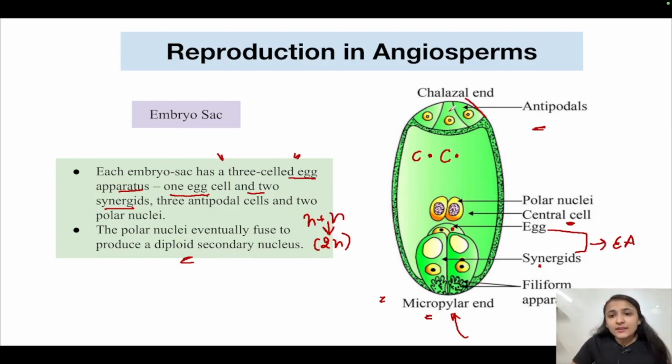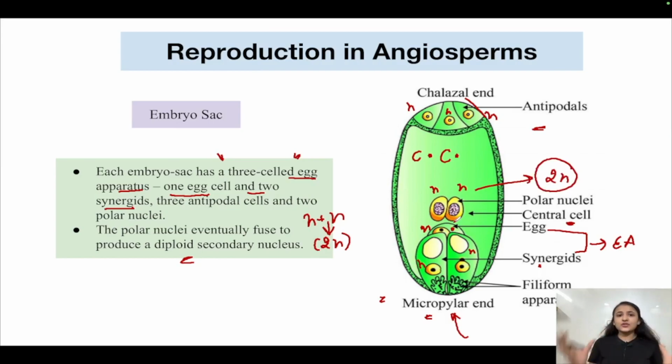But each of the other cells here is haploid only. Synergids are n, the egg cell is n, and these polar nuclei are also n until they have fused with each other. When they fuse with each other, they will form a single nucleus, which is diploid.